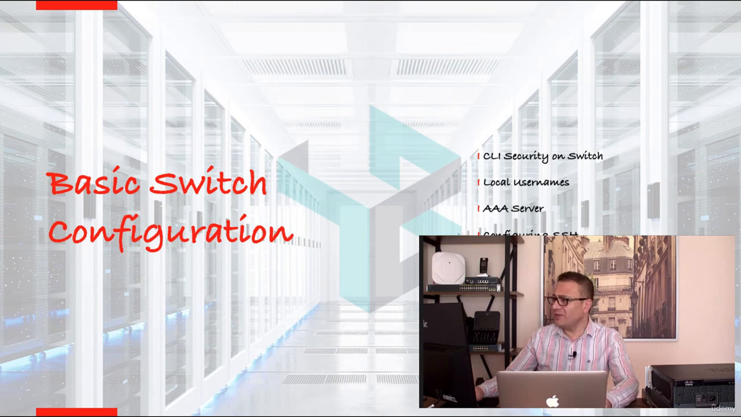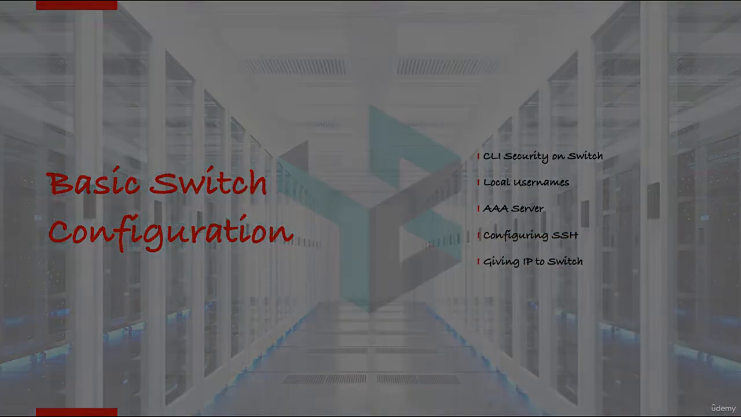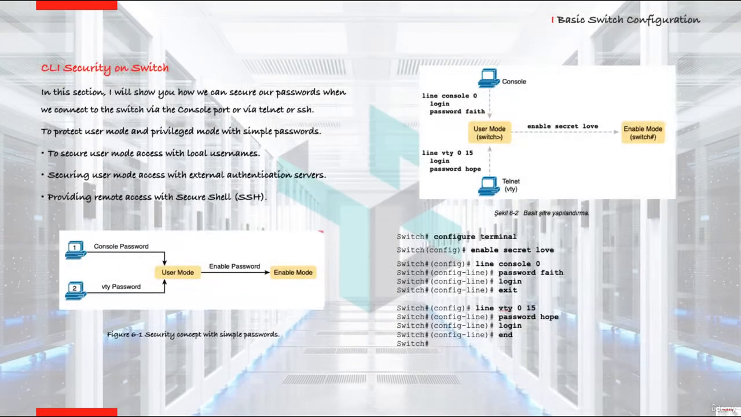Then I'm going to talk about local usernames, how we use local usernames in AAA, and in our next lesson we'll talk about SSH configuration and IP addresses for switches. Now let's look at CLI security first.